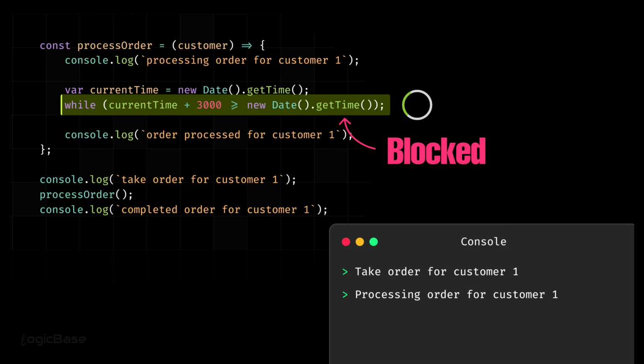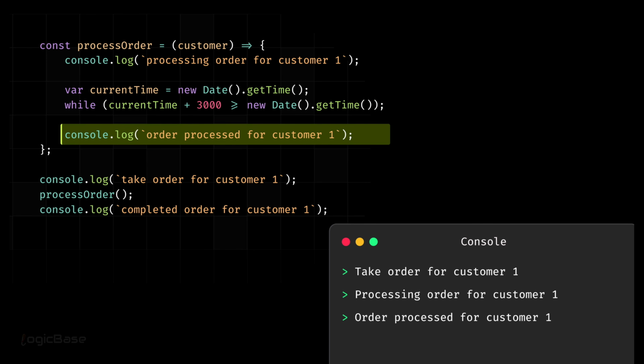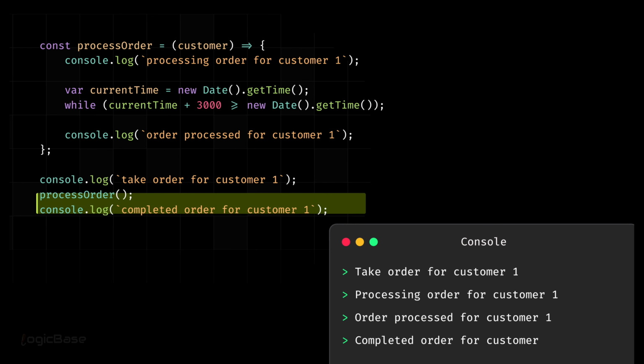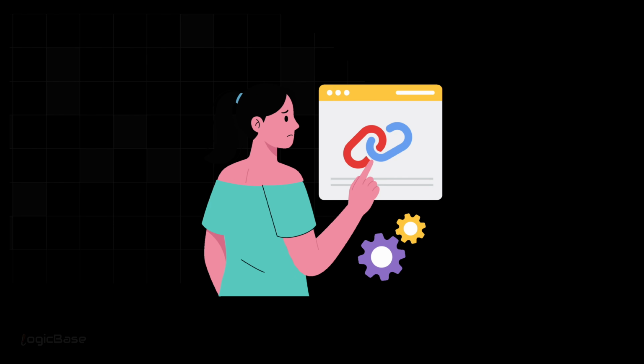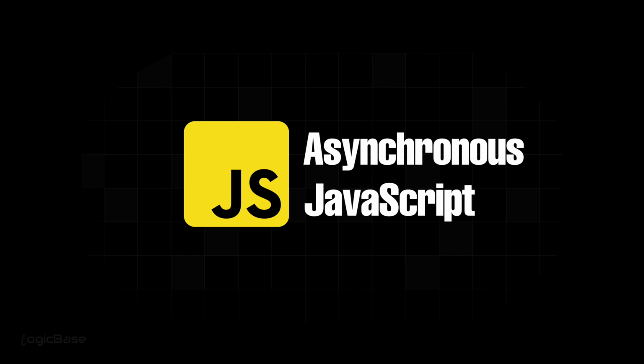After 3 seconds, it finally prints order processed for customer 1 and moves to the next line to print completed order for customer 1. If a user encounters this in a real application, the interface would freeze, which is a terrible user experience. This is why asynchronous JavaScript is absolutely necessary.